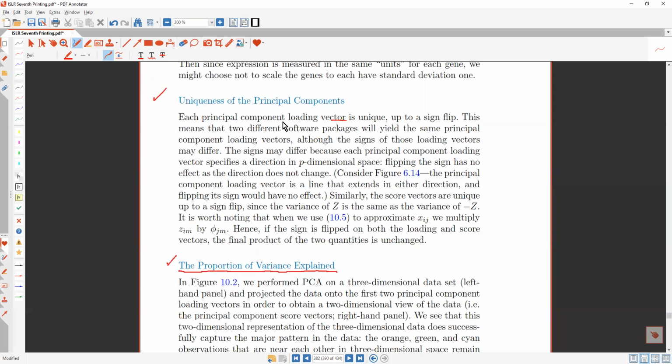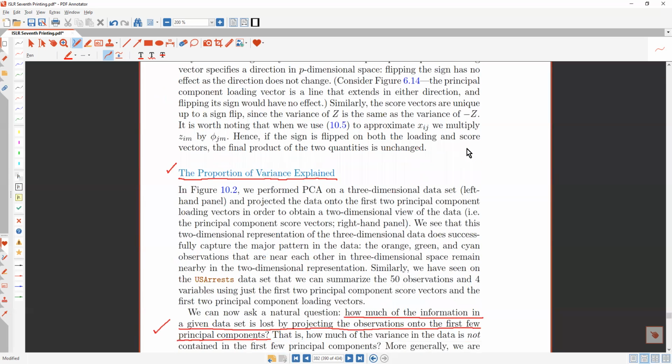So the principal component loading is unique. We say up to a sign flip, but it's unique. The fact that you're getting opposite signs doesn't necessarily mean you're getting a different components analysis. It's still a unique vector.